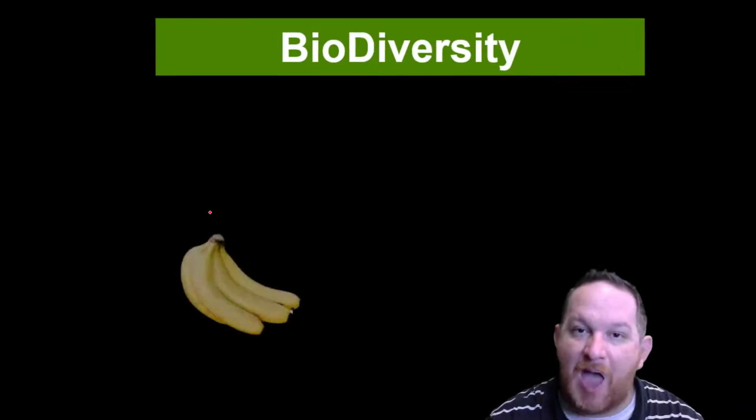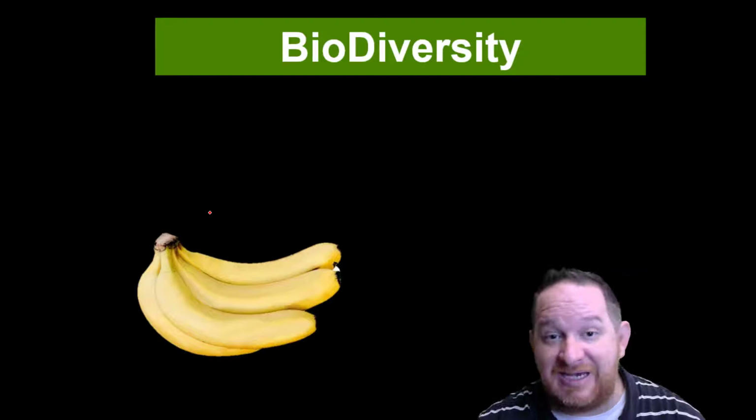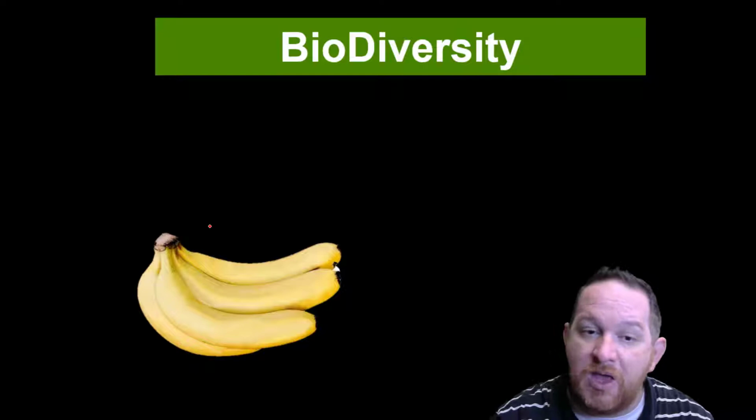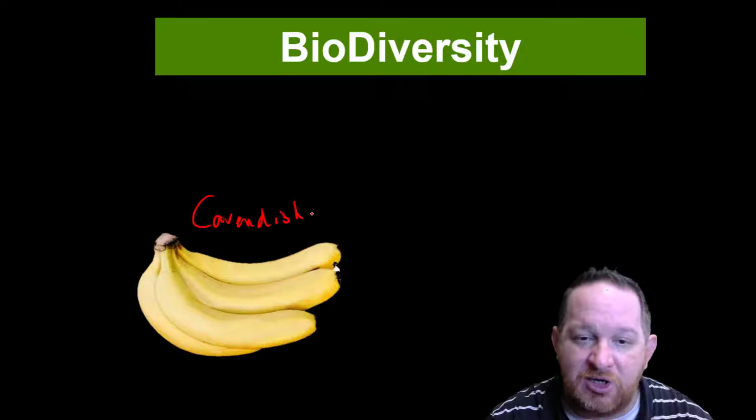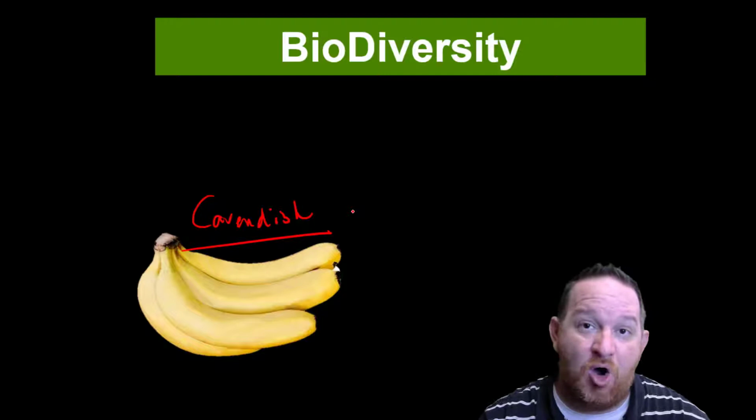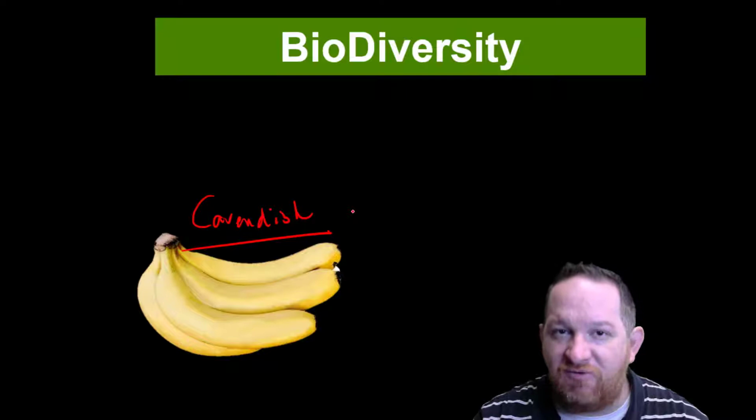Have you ever wondered why most of the bananas you see in the store look and taste exactly the same? Well, that's because for the most part, they are the same banana. Most of the bananas in the international trade route are the same variety, called the Cavendish. These bananas have been bred over the years because they are pretty disease resistant, they travel well, they stay green, they have a good shelf-stable life, and for the most part, they've been pretty good.